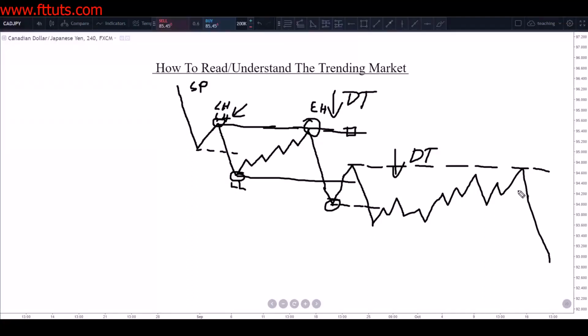Now, what would be different if this market broke above this previous level of our lower high resistance? Well, if the market breaks above that, then we have a higher chance of this market continuing up than pushing down and breaking below our previous support.